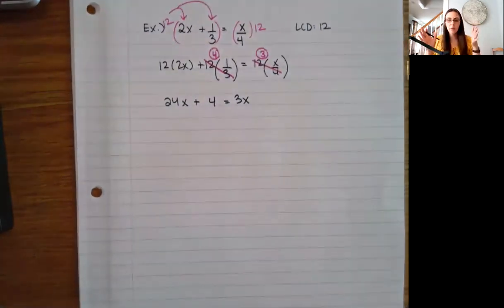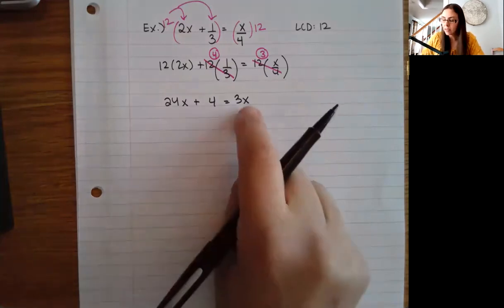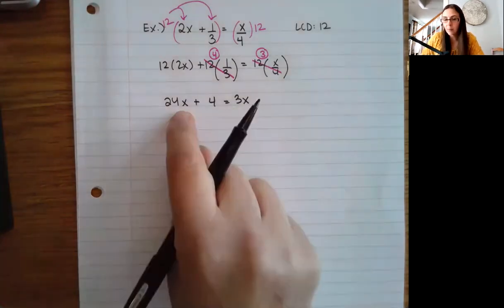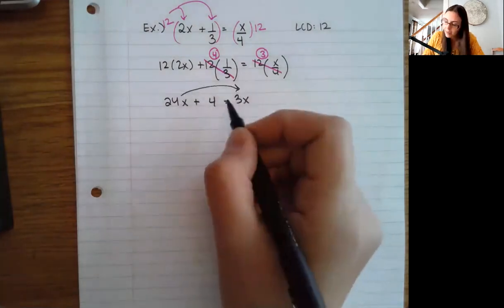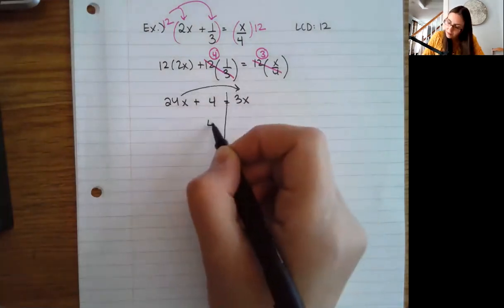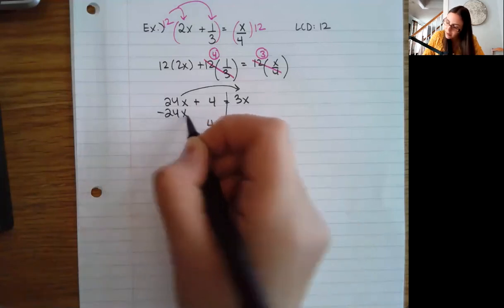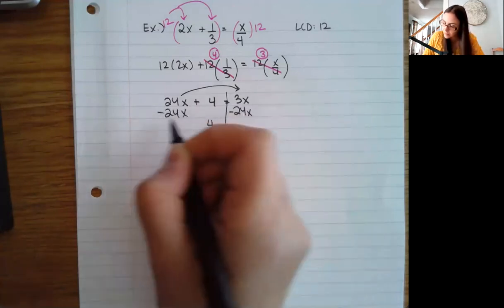Now here, don't forget your rules. I have x's on both sides this time, not the numbers. So I want to get the x's together, and I do want the x's to be alone. So if I have x's on the right and the left, but I have numbers on the left, I think what I'll do is bring my x's to the right this time. That way I can keep my 4 on this side and bring my x's to the other side.